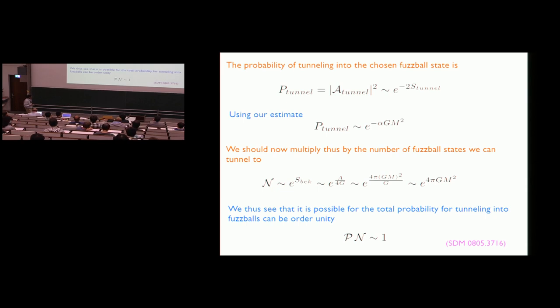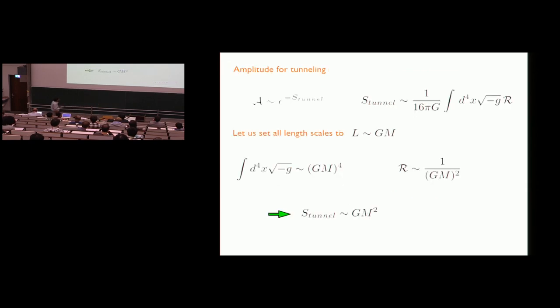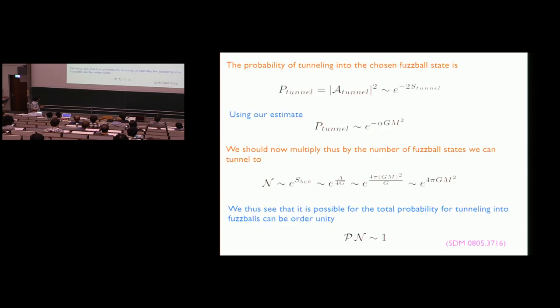If this and this cancel, then the philosophy would be that the probability for tunneling into any one fuzzball is quite small, but the probability for tunneling into any in the whole linear combination of fuzzballs can actually be order 1, because this can cancel this. This doesn't happen for something like the sun, because the size of the sun is maybe 100 times bigger, or even a neutron star, whose size would be 10 times bigger. If in all the length scales here you put an extra factor of 10, then this tunneling amplitude will go down by a factor of 100. And since we're cancelling two exponentials, if one exponential is 100 times larger than the other, you'll be completely squished out.